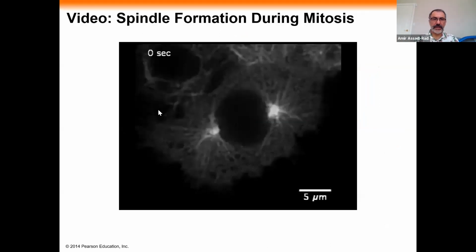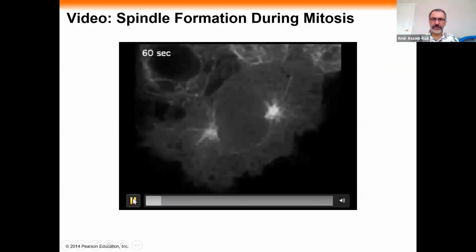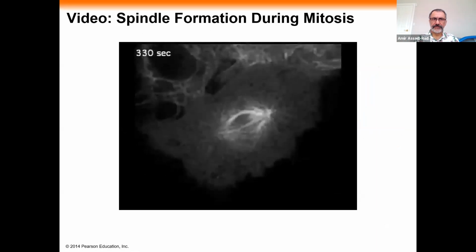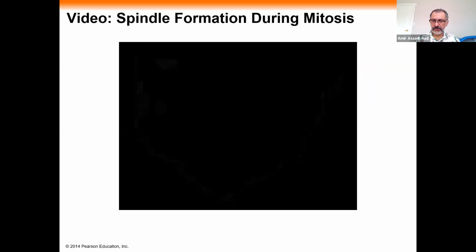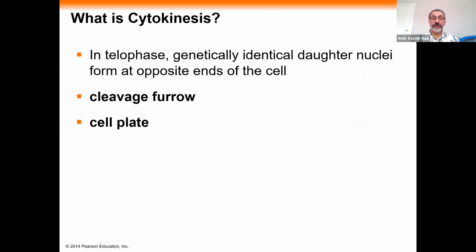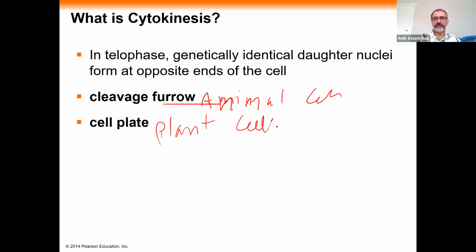So I'm showing a diagram. Again, he's showing you spindle formation during mitosis. Yes, so we saw that one too. What is cytokinesis? In telophase, genetically identical daughter nuclei have been separated. And then what happens in animal cells, you have a cleavage furrow, and in plant cells, a cell plate, okay?